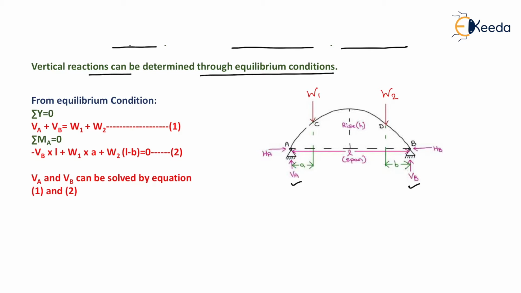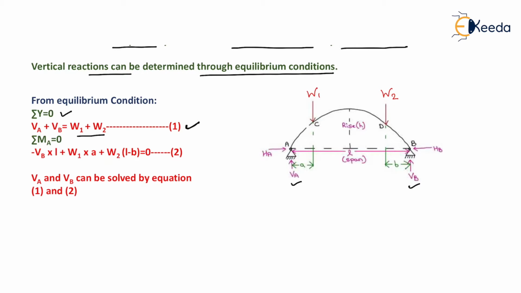So from the equilibrium condition, that is the first condition, that is summation of all the forces in vertical direction is equal to 0. So we had written here, summation of Y equals 0. So VA plus VB is equal to the total downward force, that is W1 plus W2, that is our first condition.